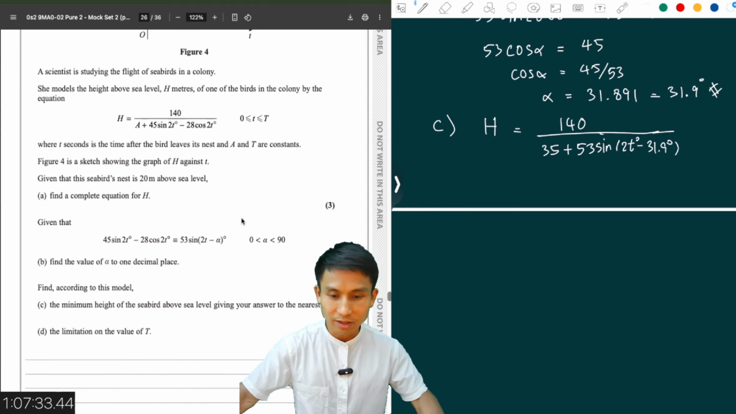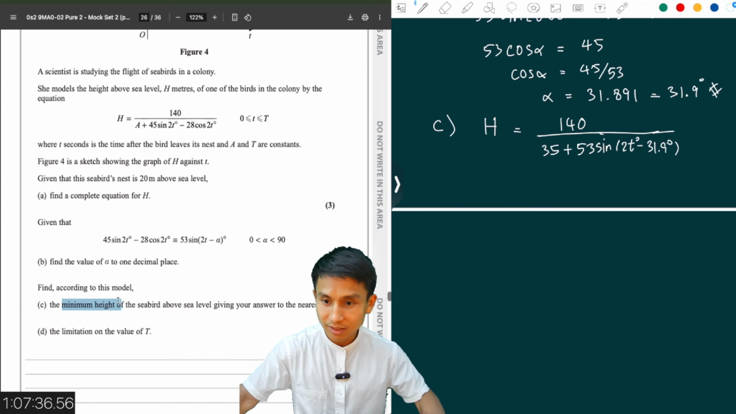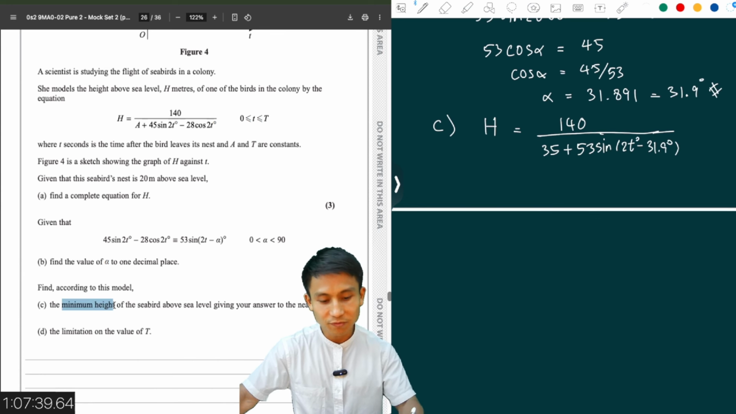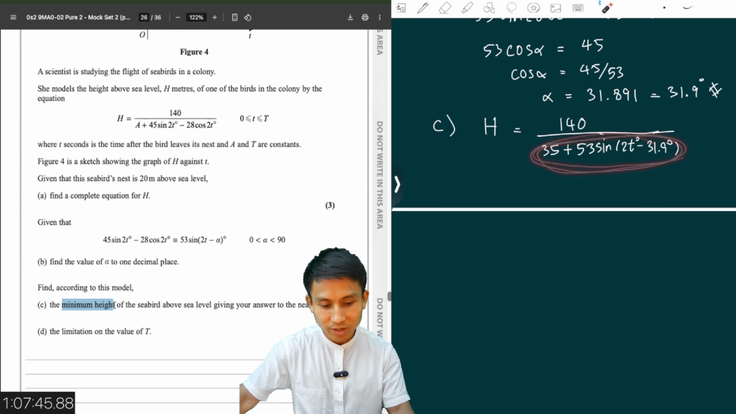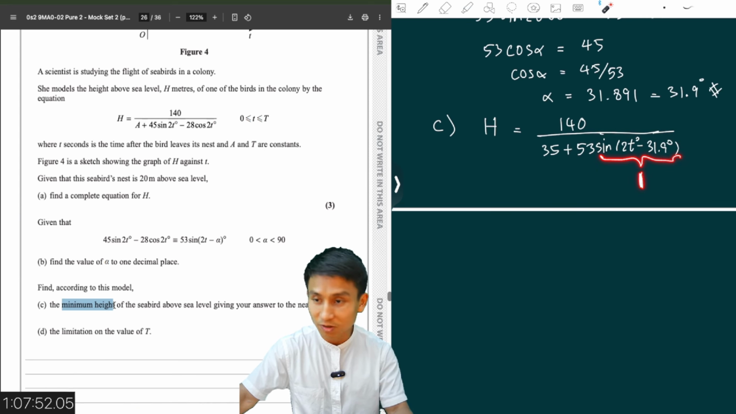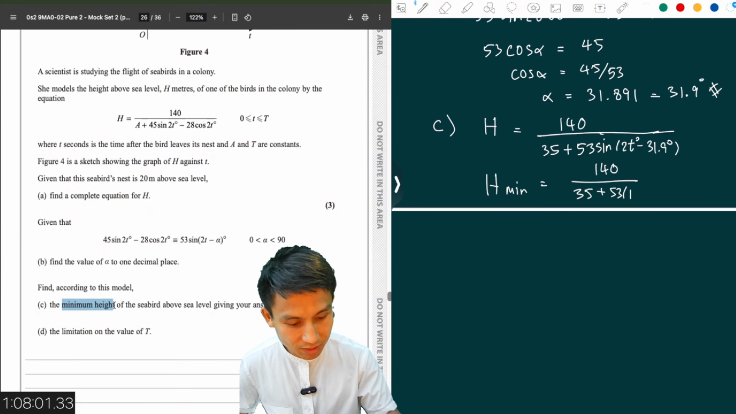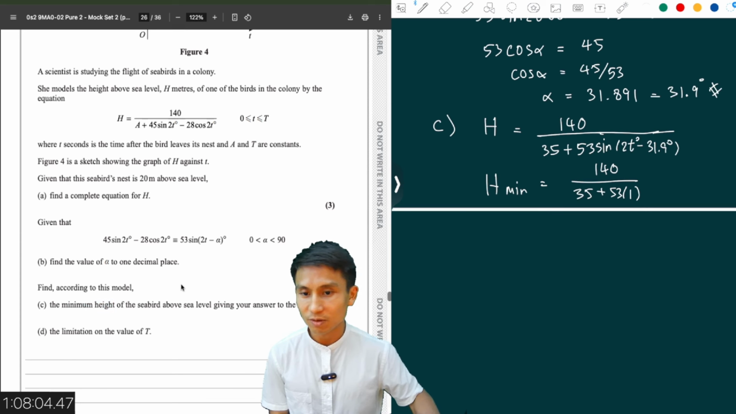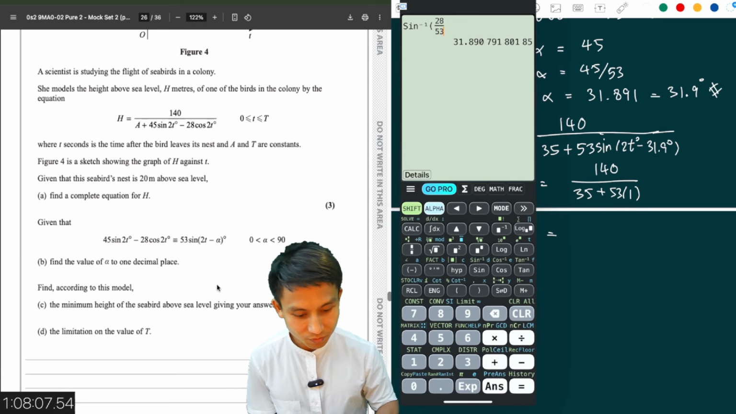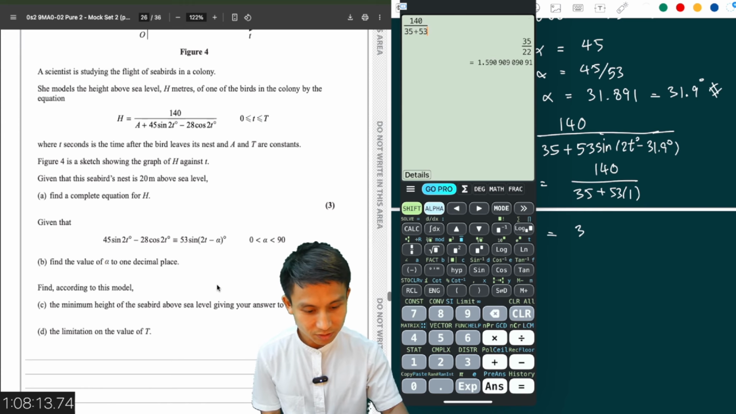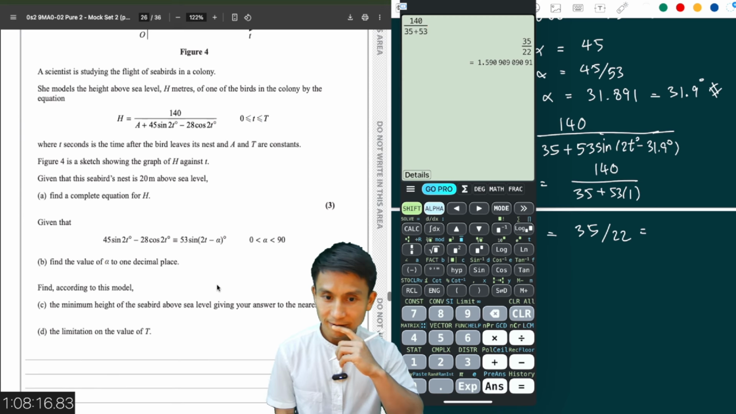So if we want the minimum height, this function will have to have the denominator at a maximum value. To make the denominator maximum, we put the sine to its maximum of 1. So h minimum is going to be 140 divided by 35 plus 53 times 1. The whole sine function there becomes 1 to make this minimum. That will be 140 divided by 35 plus 53. So that's just 35 over 22, to the nearest centimeter, right?